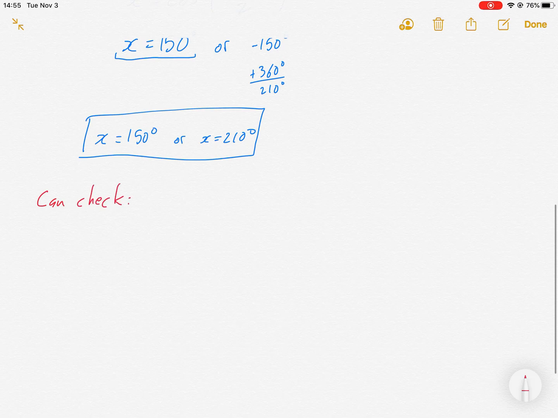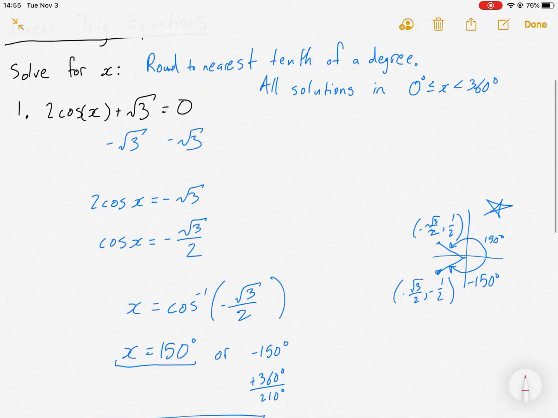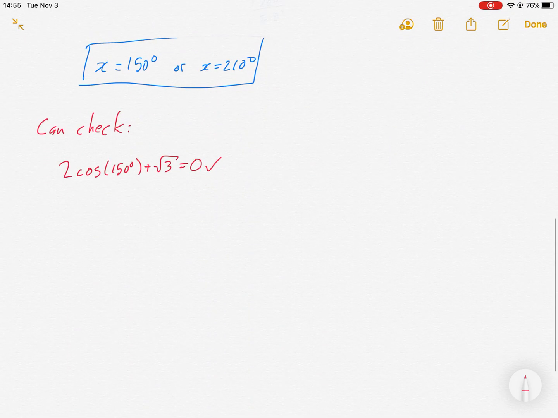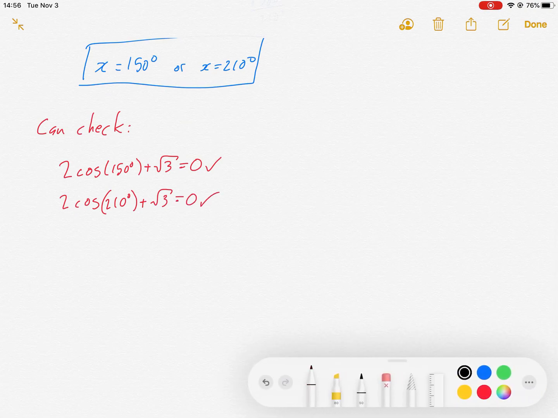So you could plug back into our original equation. It was 2 cosine of 150 degrees plus the square root of 3, and that should equal 0. Just double check, yep. And then also 2 cosine of 210 degrees plus the square root of 3 should equal 0. Okay.